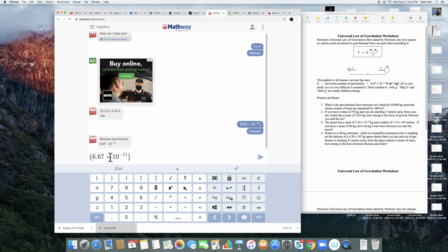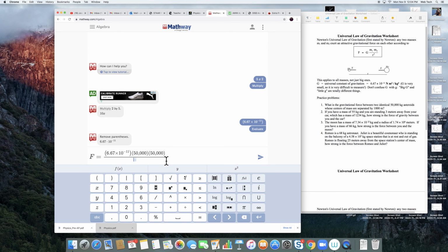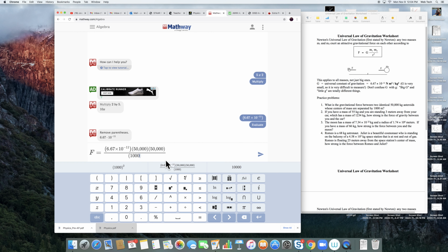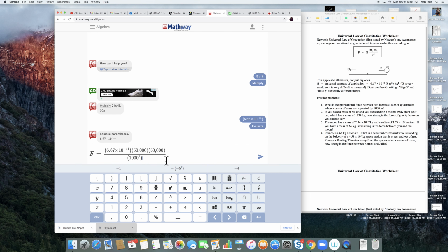And remember, that's what F sub g is equal to, so that force is equal to 6.67 times 10 to the negative 11 times the first mass, which was 50,000, times the second mass, which was 50,000. Here it's just typing in numbers. And I'm going to divide that, and you see I've got my denominator here. I'm going to still use parentheses to make it nice and tidy. It's 1,000 meters apart, and I have to square that. Now, you see how it looks exactly like my equation.